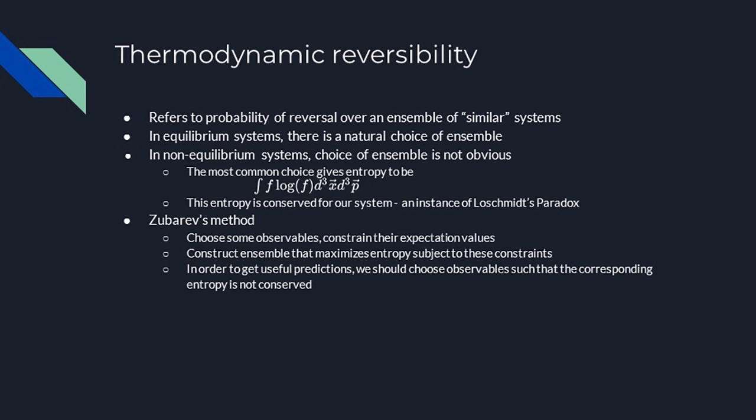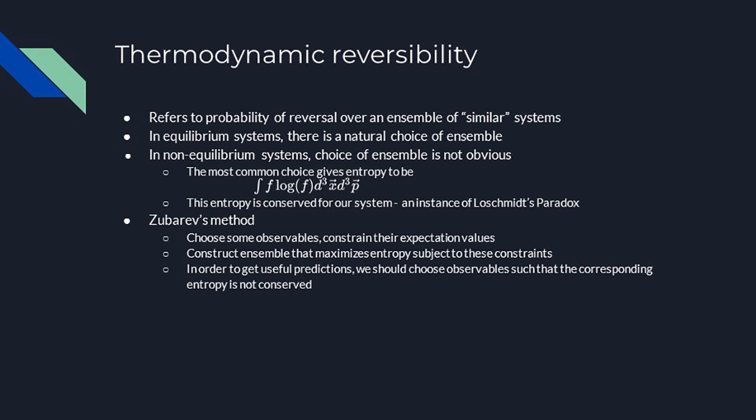So what we do is we use Zubarev's method as an algorithmic way of constructing an ensemble for which to study the probability of reversal. So we choose some observables to constrain the expectation values of, and then we construct the ensemble that maximizes entropy subject to those constraints. And we try to choose observables such that the entropy is doing something interesting and can tell us useful information about the dynamics of our system.